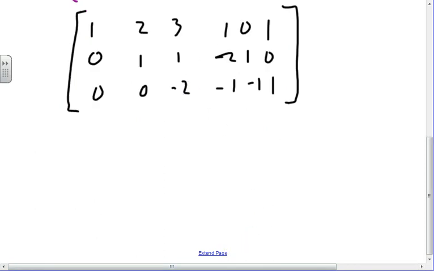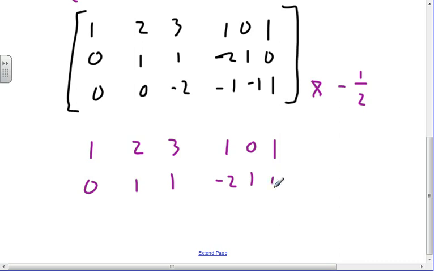Next thing I'm going to attack is this guy right here. I want him to be a 1, so I'm going to multiply by minus 1/2. 1, 2, 3, 1, 0, 1. 0, 1, 1, minus 2, 1, 0. 0, 0, 1, 1/2, 1/2, minus 1/2.